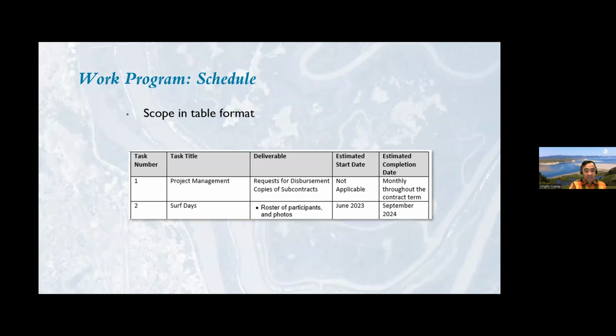The next section is the schedule, and this is really your scope of work adapted into table format, and it's going to show your task number, task title, the deliverables associated with each task, as well as the duration.